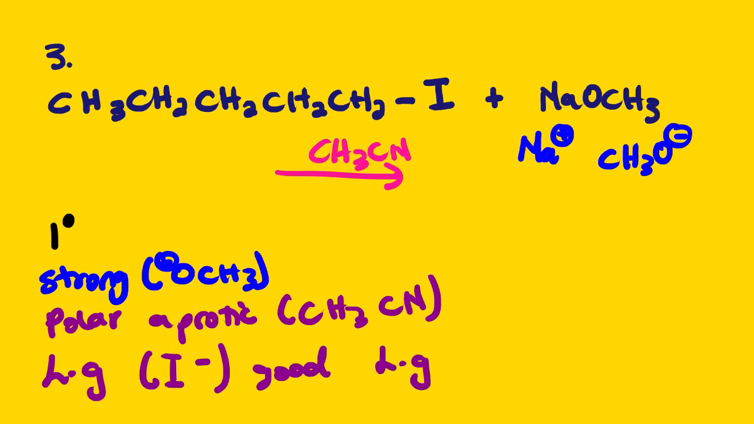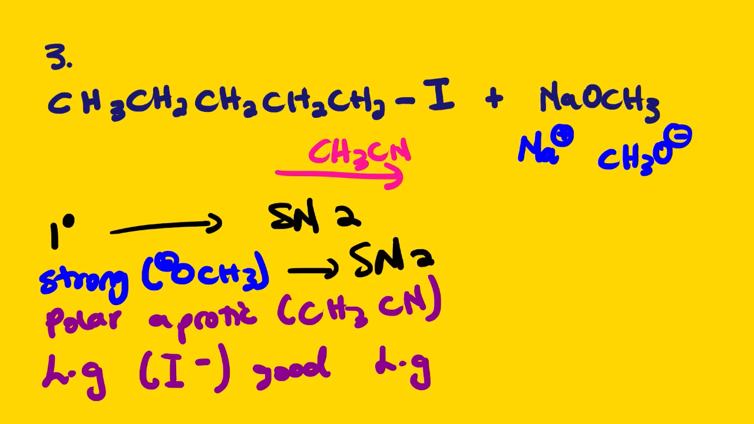Then with this analysis we can decide whether we have SN2 or SN1. For primary, we know that it favors SN2. For strong nucleophile, it favors SN2. For polar aprotic, it favors SN2. The leaving group can favor SN1 or SN2, but you can see that most of the properties favor SN2. So this will be an SN2 nucleophilic substitution reaction.